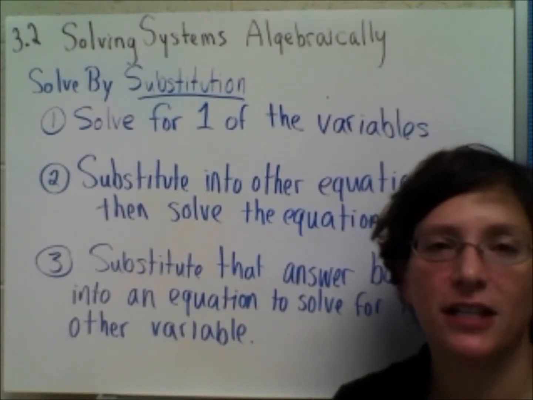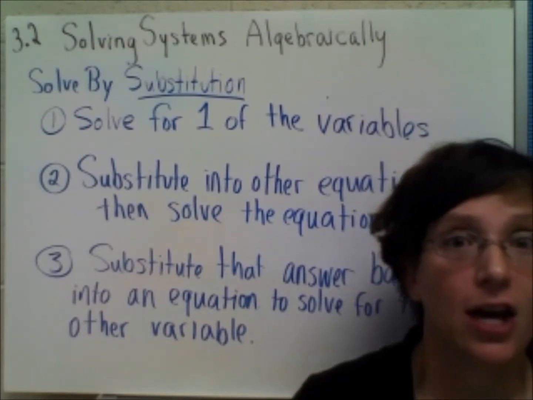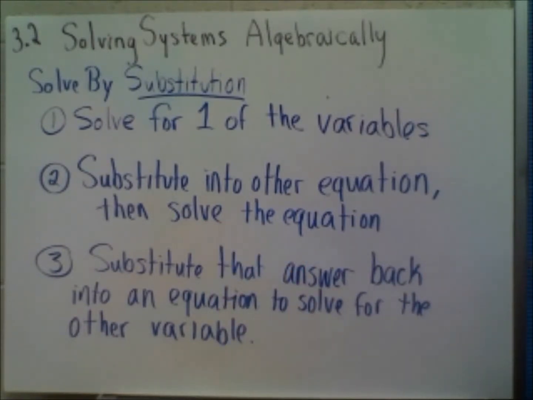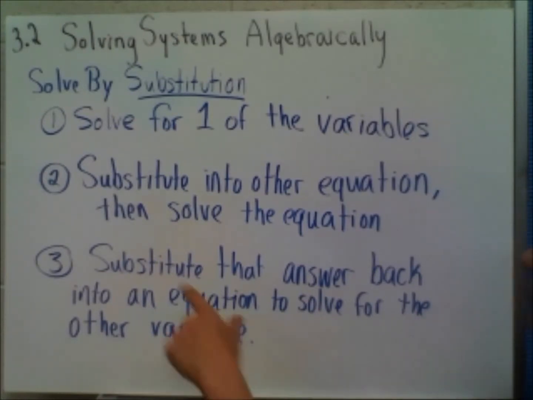We are solving systems of equations today algebraically, and there's two ways to do that. The first is by substitution. These are the steps to solve by substitution. Solve for one of the variables, whichever one is easiest, or by itself.